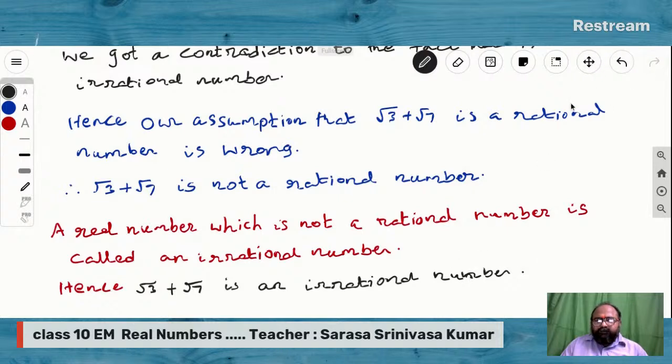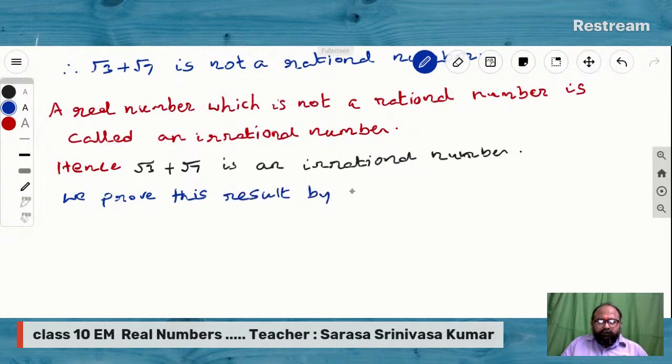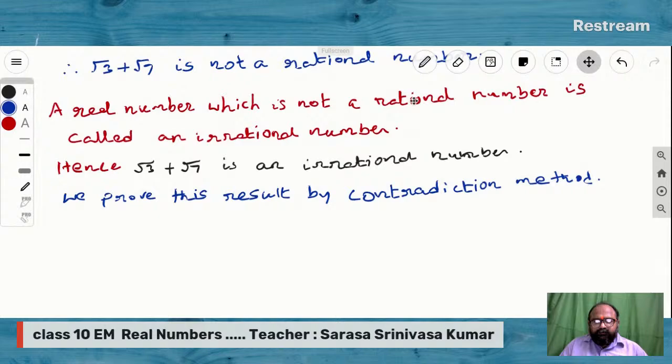So we proved this result by contradiction method. Dear students, I would like to explain this briefly.